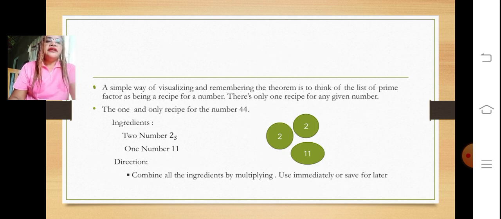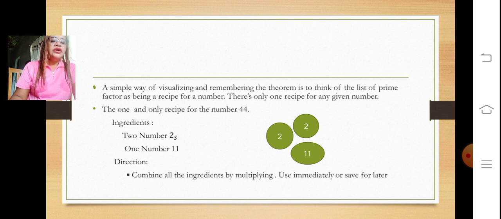Okay, another example. A simple way of visualizing and remembering the theorem is to think of the list of prime factors as being a recipe for a number. There's only one recipe for any given number. The one and only recipe for number 44. Ingredients: we have two number 2's, one number 11. Then the directions: combine the ingredients by multiplying. Use immediately or save for later.